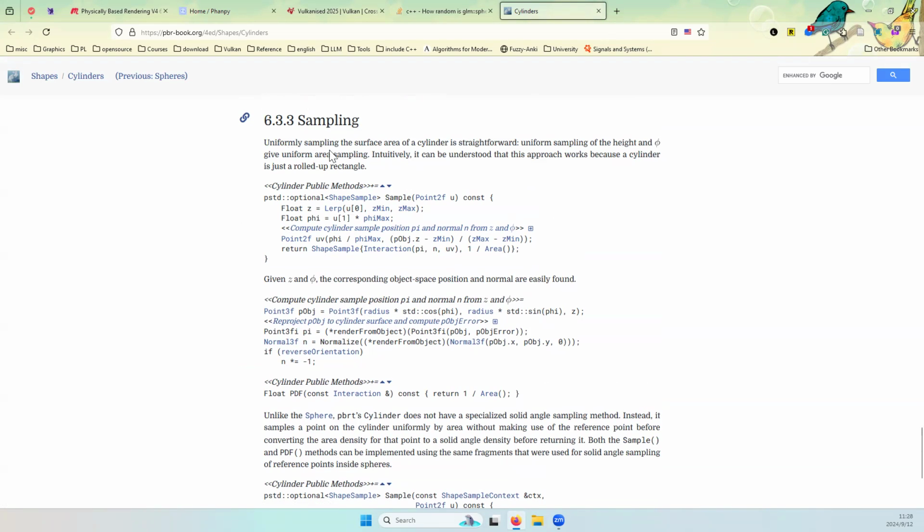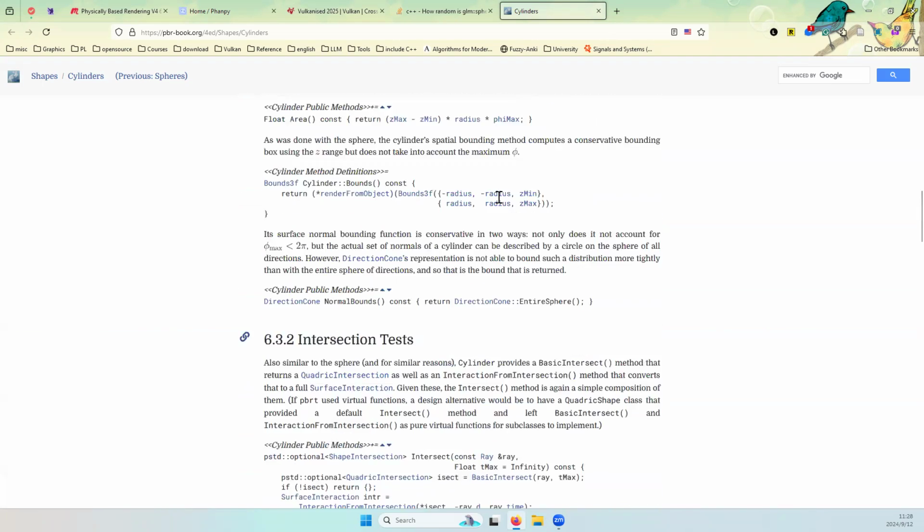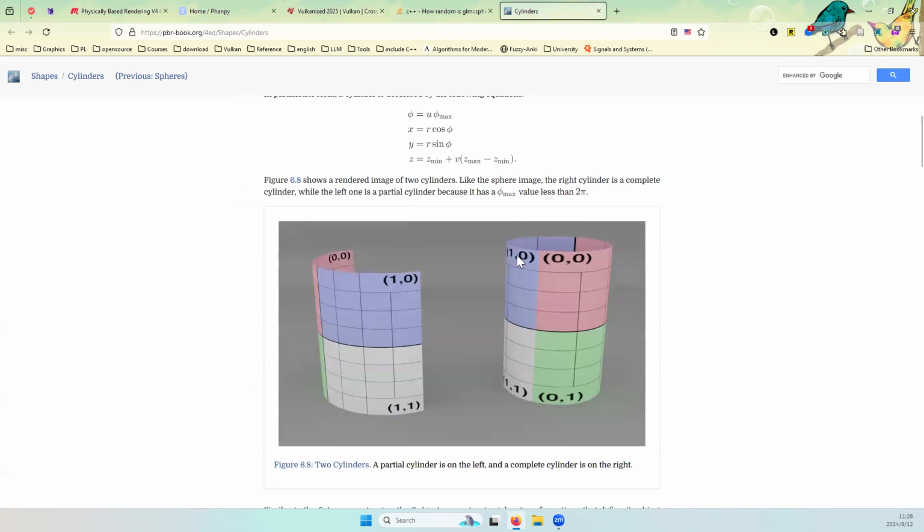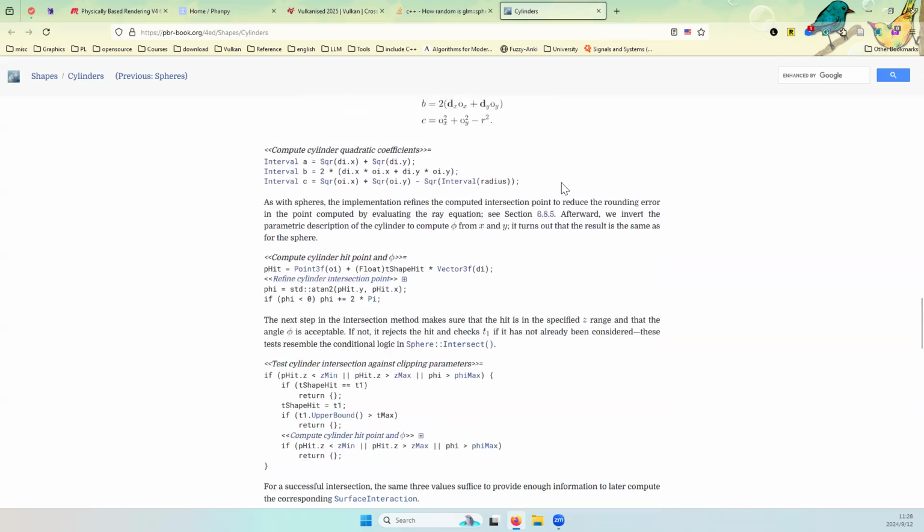Uniform sampling for surface area of cylinder is, wait, they seriously just, the cylinder just doesn't have top and bottom, I think. It's just like this. If you're trying to do a light that is like a tubular light, I guess you don't really need the end caps. But also, that's very odd.